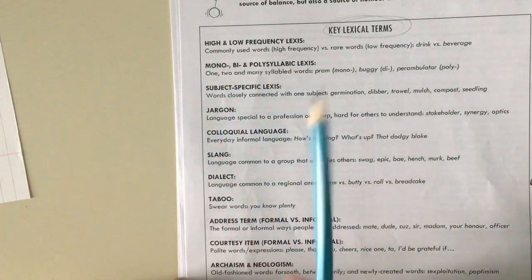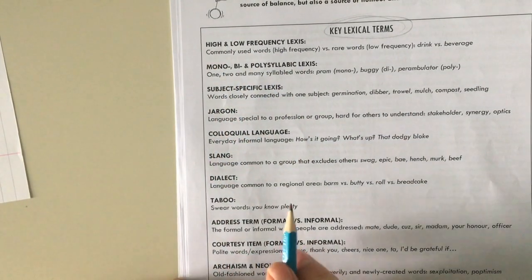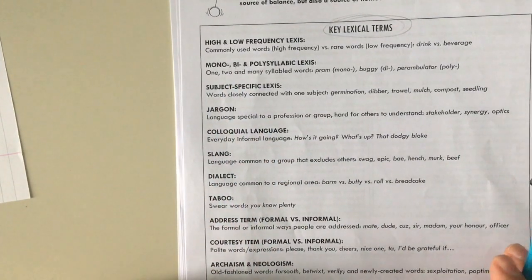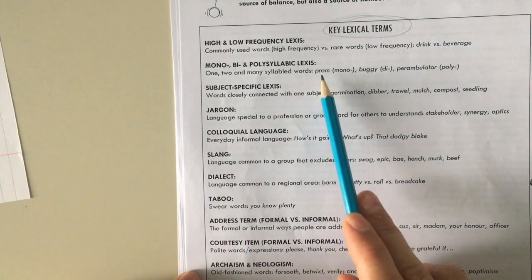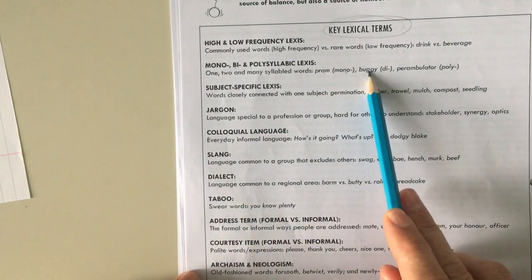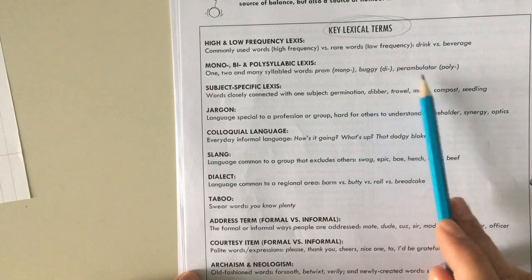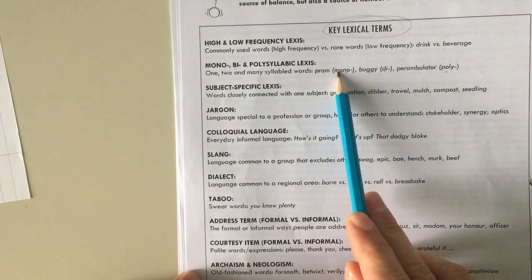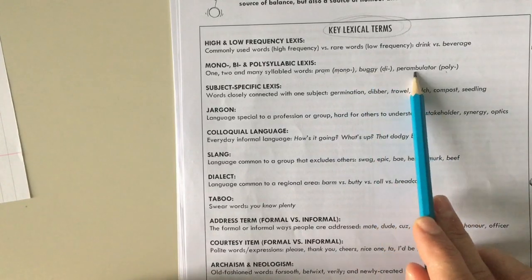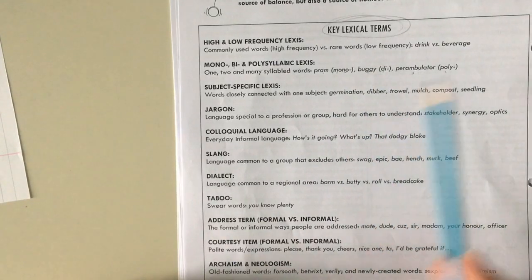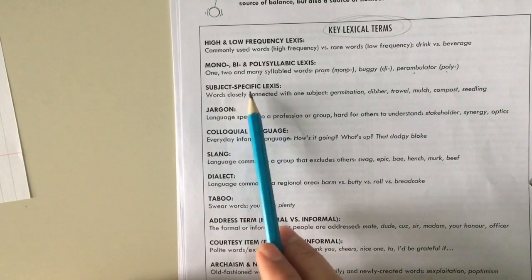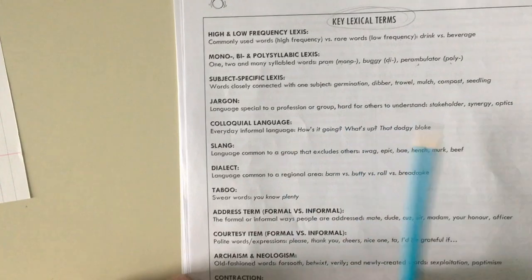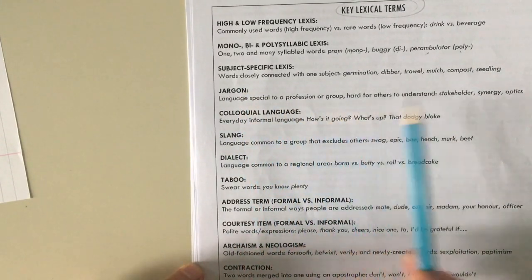Mono, bi, and polysyllabic lexis, or disyllabic lexis if you prefer to use that prefix instead. It's about how many syllables the word has got. The word pram has got one syllable, buggy has got two syllables, disyllabic, and perambulator has got several syllables. So it's one syllable, two syllables, three syllables or more. Subject-specific lexis would be words in a particular area, very similar to a lexical field.